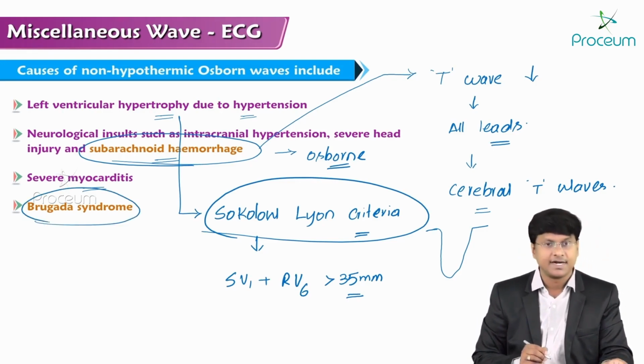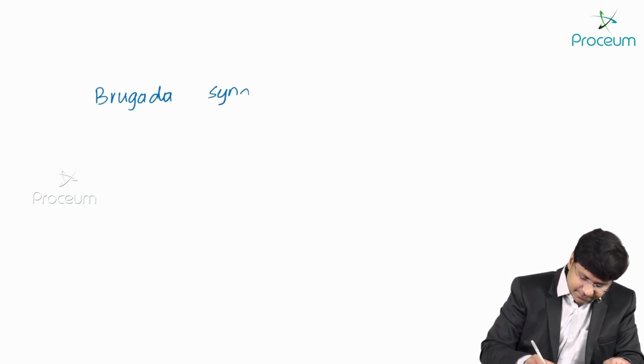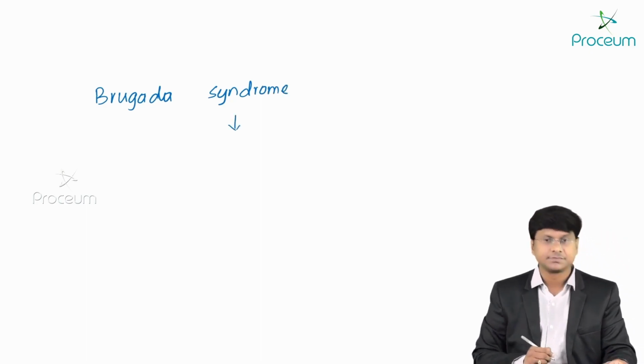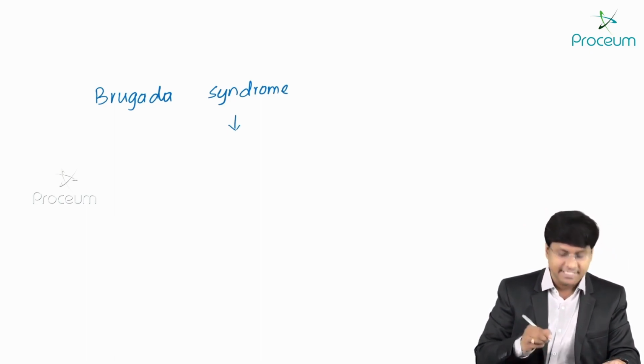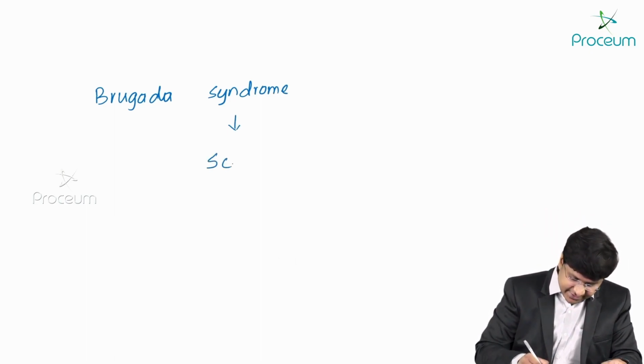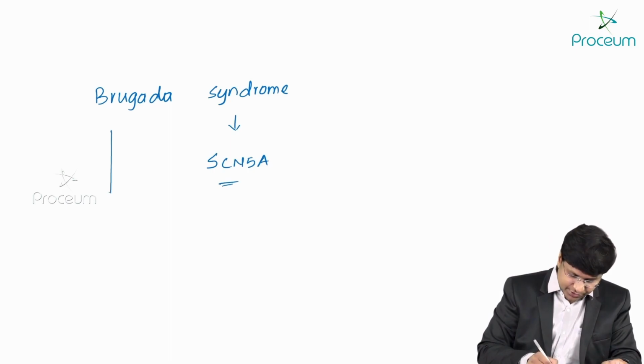Now, coming to Brugada syndrome. What is this particular Brugada syndrome? Brugada syndrome is a sodium channelopathy. It is the mutation of the channel, that is SCN5A.